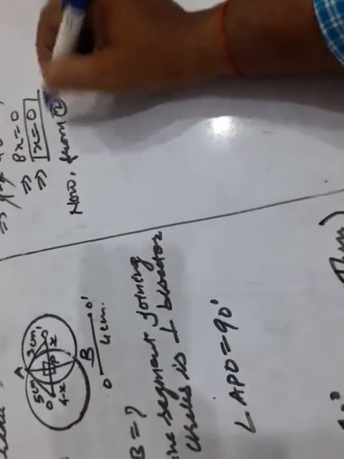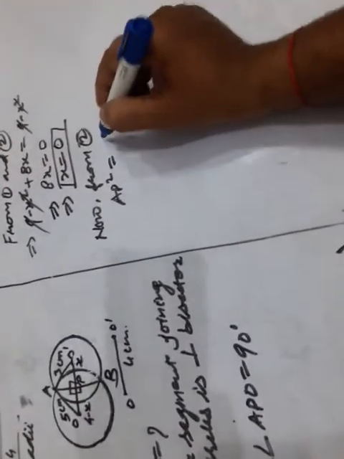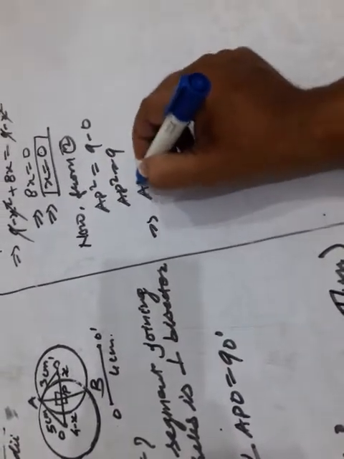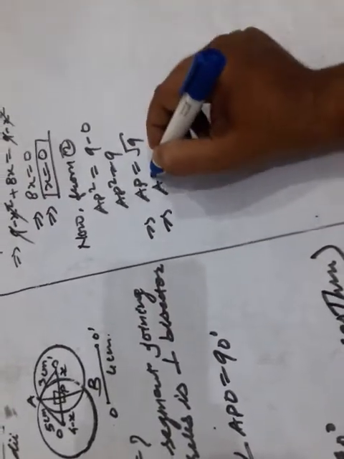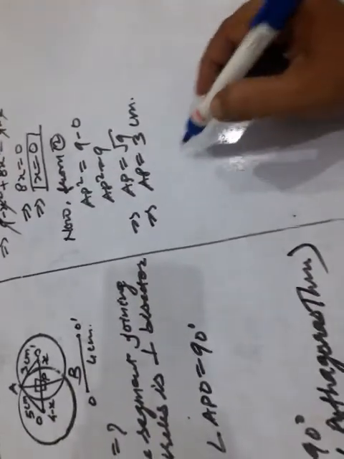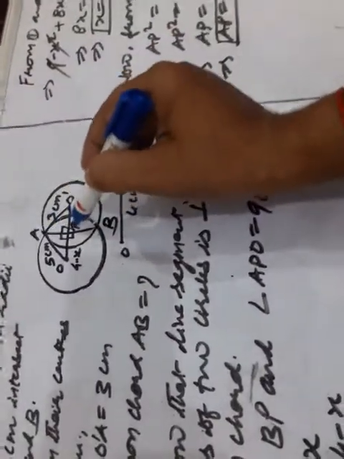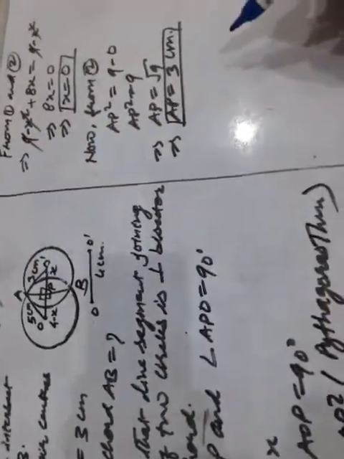From 2, AP square equals 9 minus 0. Clear? This implies that AP square equals 9, so AP equals root 9, that is 3 centimeter. But this is not our ultimate answer. This is not the final answer, because AP is only half part. Ultimately we have to find out the length of AB.